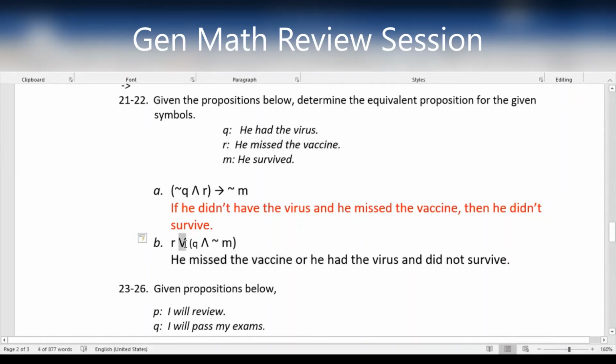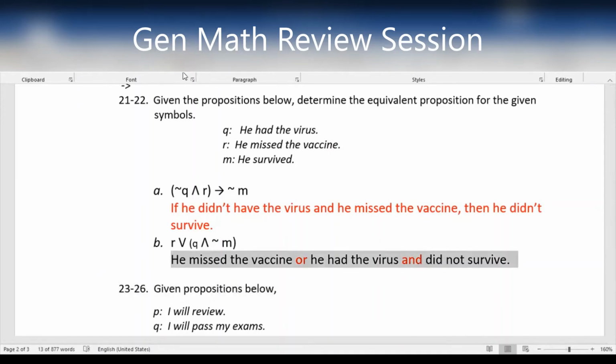Tapos or, this symbol is or. Yung iba nagkamali, ginawang and yon. Or, kaya you have or here. Tapos, or he had the virus. Ito yon. Simply copy he had the virus, which is Q. Or he had the virus and, because this is N. Tapos, did not survive kasi not M. Your given M here is he survived. Kaya you have to get the negation, did not survive. So, this is the correct statement for letter B.